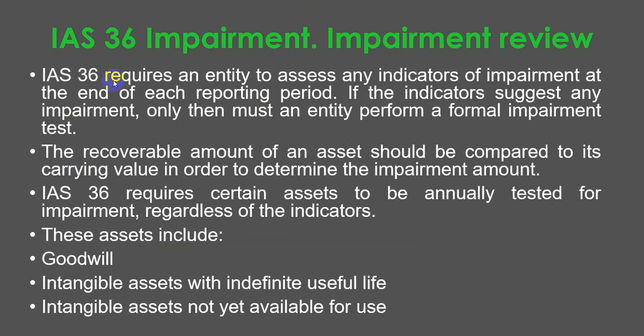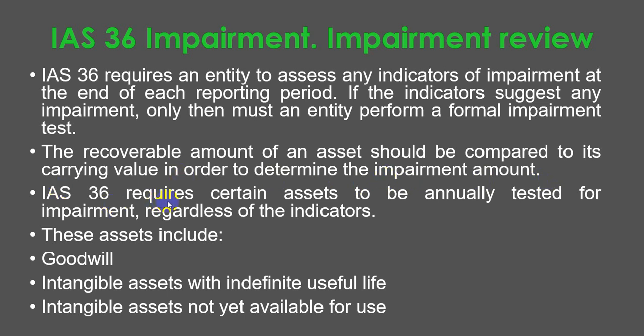Impairment review. IAS 36 requires an entity to assess any indicators of impairment at the end of each reporting period. If the indicators suggest any impairment, only then must an entity perform a formal impairment test. So only if the indicators of impairment exist, only then must an entity perform an impairment test. The recoverable amount of an asset should be compared to its carrying value in order to determine the impairment amount.